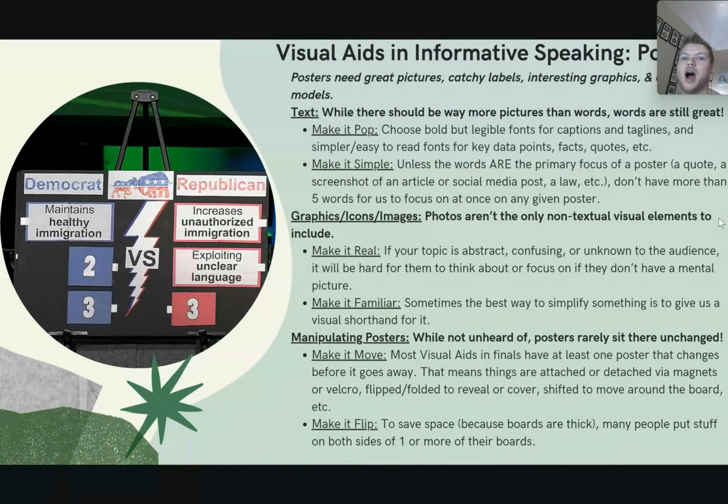So now let's talk about text, graphics, and manipulating posters. They need great pictures, catchy labels, interesting graphics, and clear models. So for text, there should always be more pictures than words, but words are still great. When you use words, make it pop by choosing bold but legible fonts for captions, taglines, and simpler or easier to read fonts for key data points, facts, and quotes.